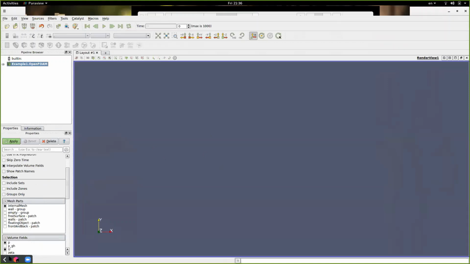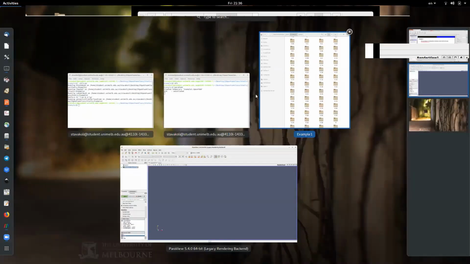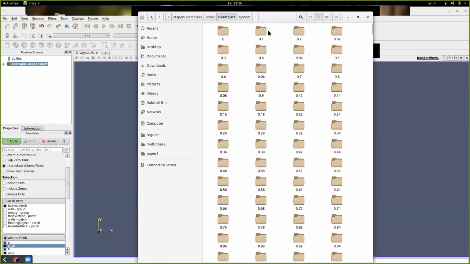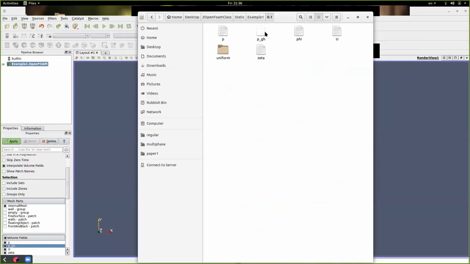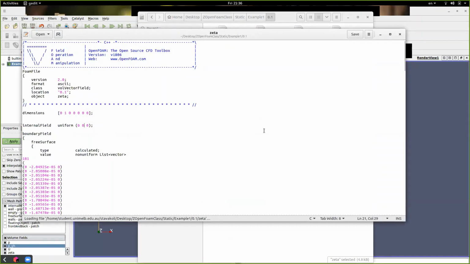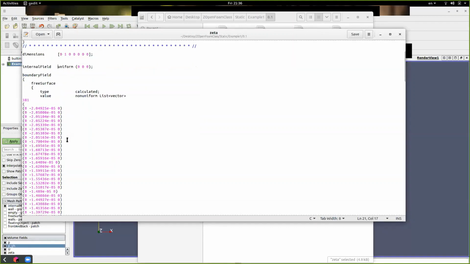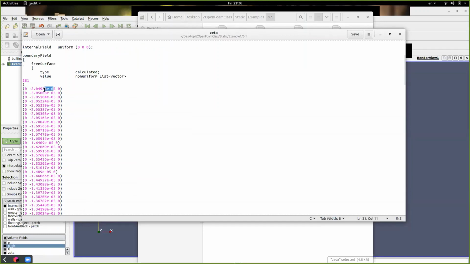So let's show you something interesting over here. At any moment that the problem is being solved, we have an output over here, and look, we have something new, zeta. This zeta is the water surface. And look, in the internal field and the whole domain, the value of zeta is 0, but on the free surface, its value is non-zero. In the y direction it's non-zero; in the other directions, it's 0.